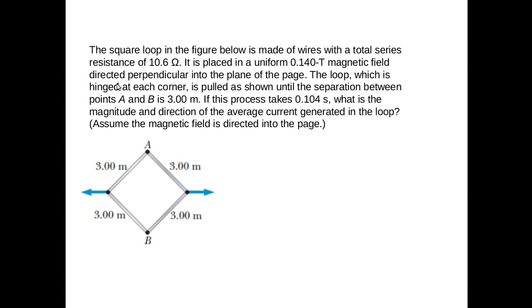The separation between points A and B is going to be 0.3 meters. Now we see it's a square loop, so 0.3, 0.3, 0.3, 0.3. Or excuse me, 3, 3. Sorry. So this original distance is actually 3 root 2. So I'm going to calculate the original area of the loop. I've got a time interval, 0.104 seconds. So I'm going to calculate the initial area of the loop, and then I'm going to find the final area of the loop when I pull these two sides out. So the cross-sectional area of this loop is going to change.